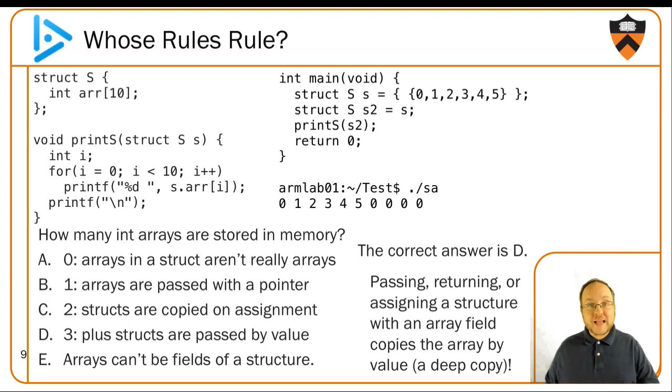Furthermore, when we pass the structure to the function, again, we said that they're passed by value, and that's a field-wise copy again. The parameter will have all of the fields just copied over. They'll have their own copy. So there are three of this array that exist in memory. One inside the struct s, one inside the struct s2, and one inside the parameter s in the print's stack frame.